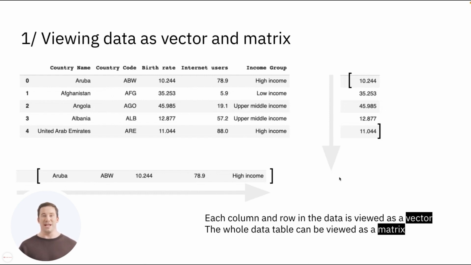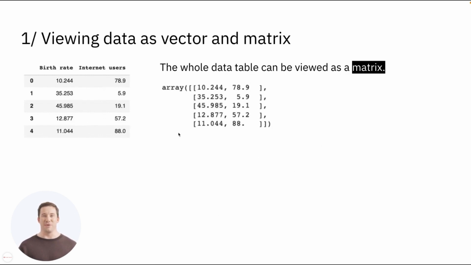So when working with data from now until the end of this course, we will look at each column or each row of our data as a vector, and we will look at the entire data table as a matrix. For example, if you have your data table, and now I will shorten it into this table to make it easier to understand, then my table now has 2 columns. There are only 2 columns, which are birth rate and internet user, and we have up to 5 rows in here.